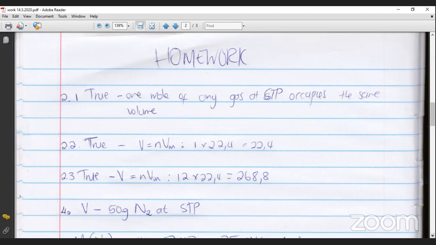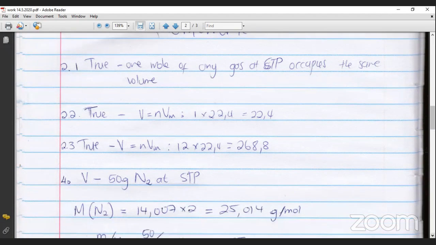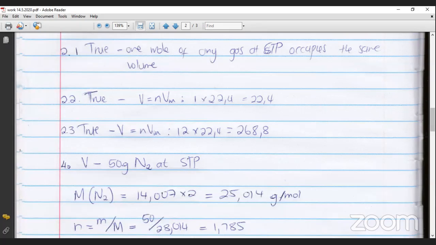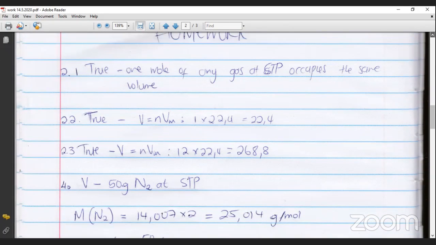And then we go to number 4. In number 4, what they ask us is to calculate the volume of 50 gram of nitrogen gas at STP, standard temperature and pressure. What does that mean? It means that we already have the volume for standard temperature and pressure, which is 22.4.